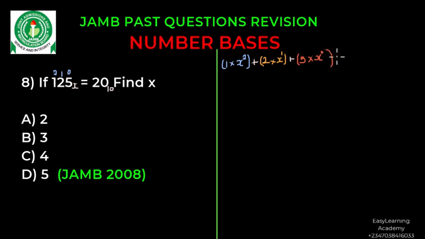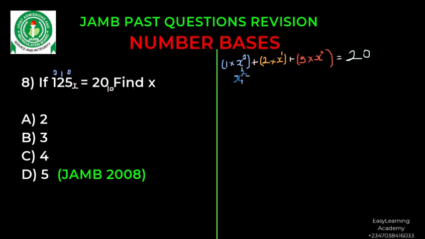Okay, everything is equal to what? Everything is equal to 20. Of course, 20 is in base 10, so no need for us to write base 10 again. It's fine if we keep it that way. Right, so x raised to power 2 is x times x, and that is x squared. So 1 times x squared will give us x squared. Alright, we're good with that.